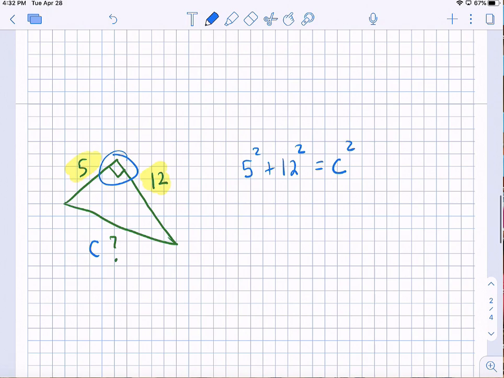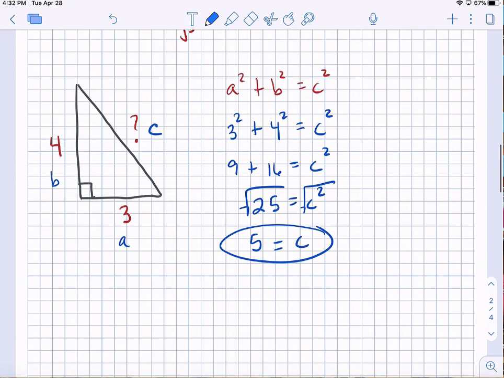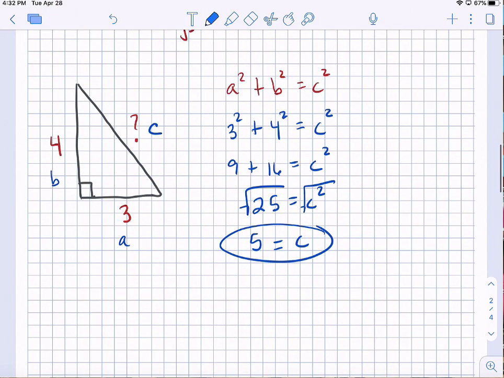And I should have done this on the last one. Sorry, I just thought of this. Remember on the first one here, while we're finding the c value, we got 5, and the other two sides are 3 and 4.